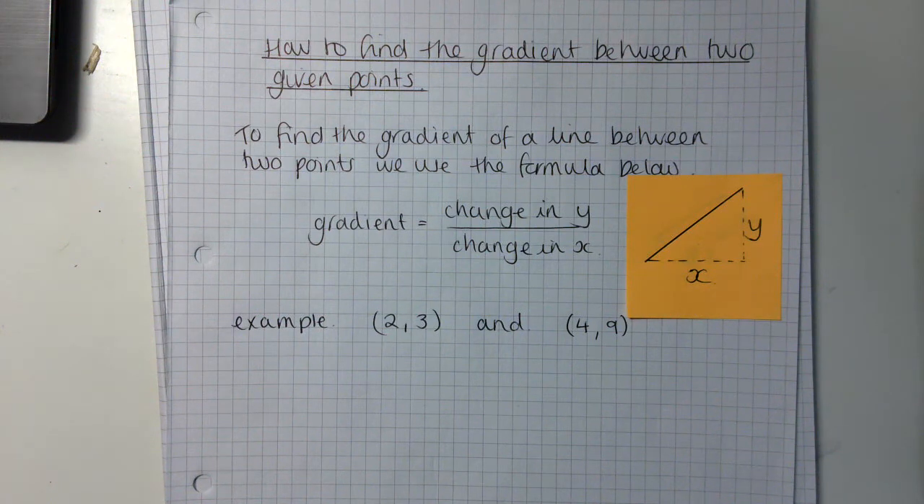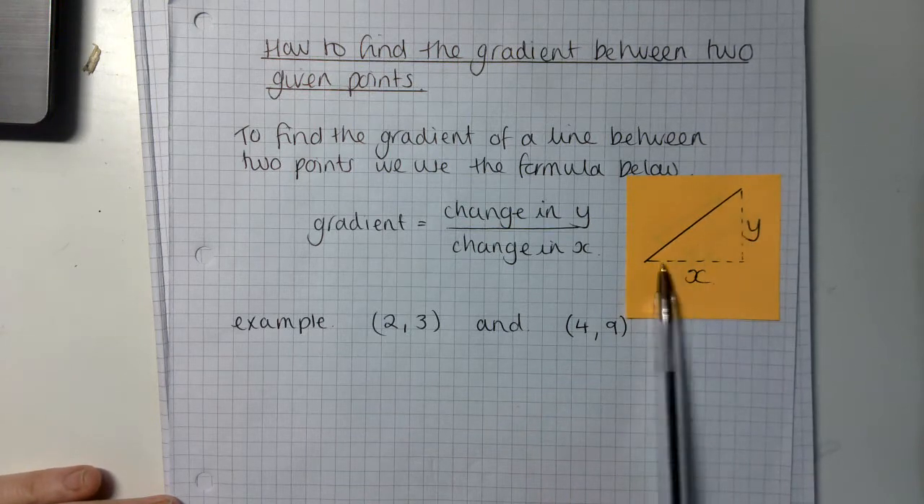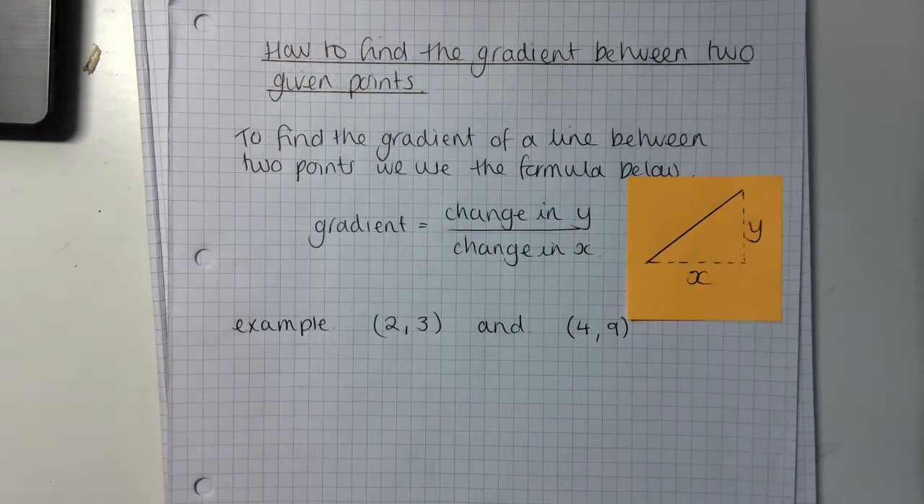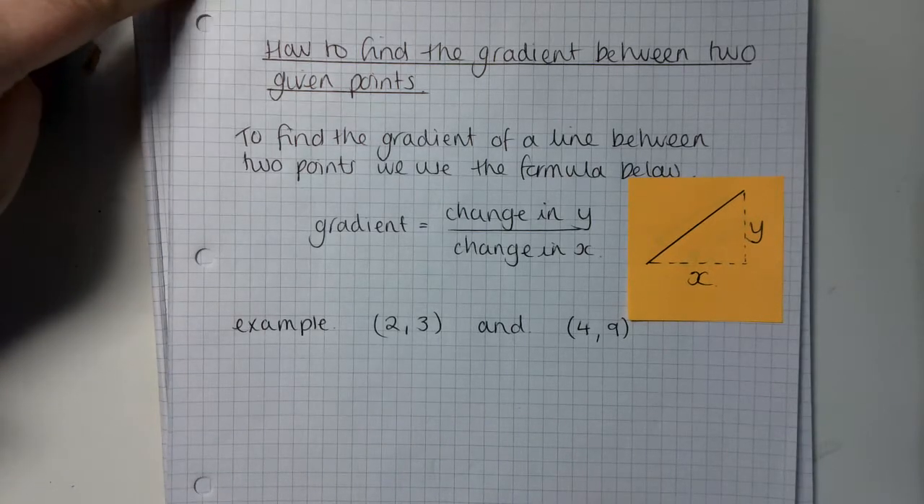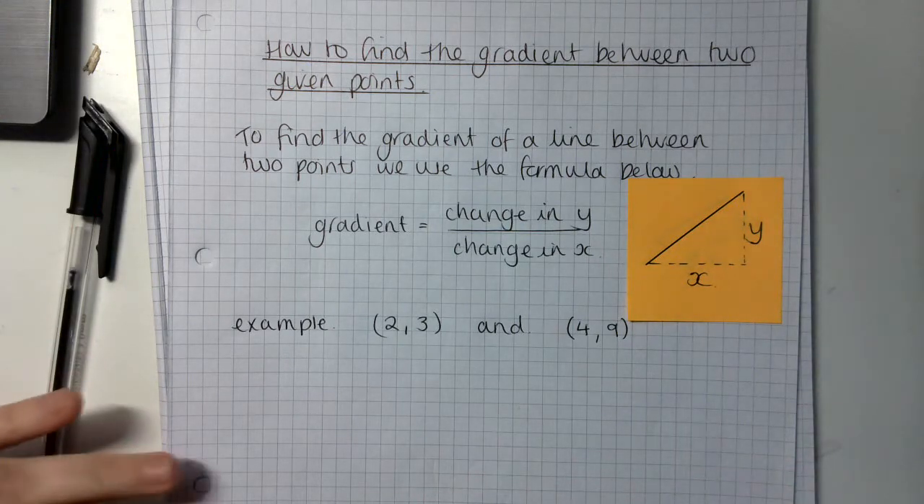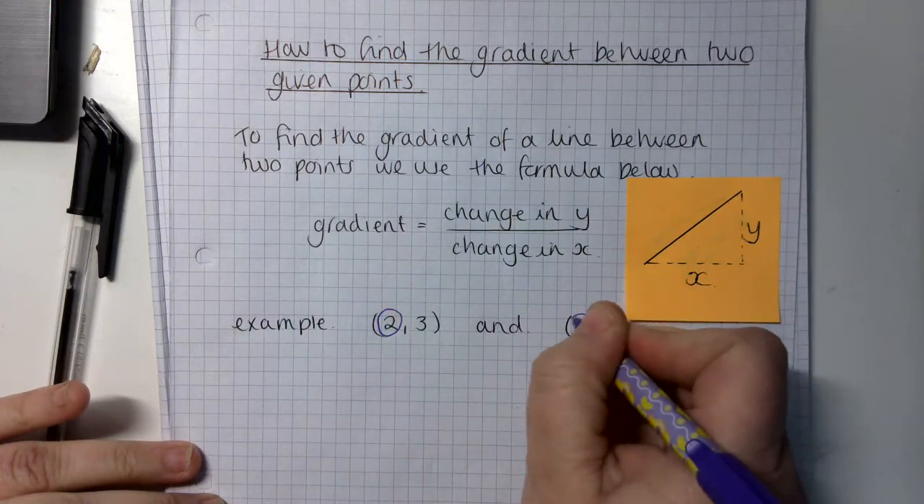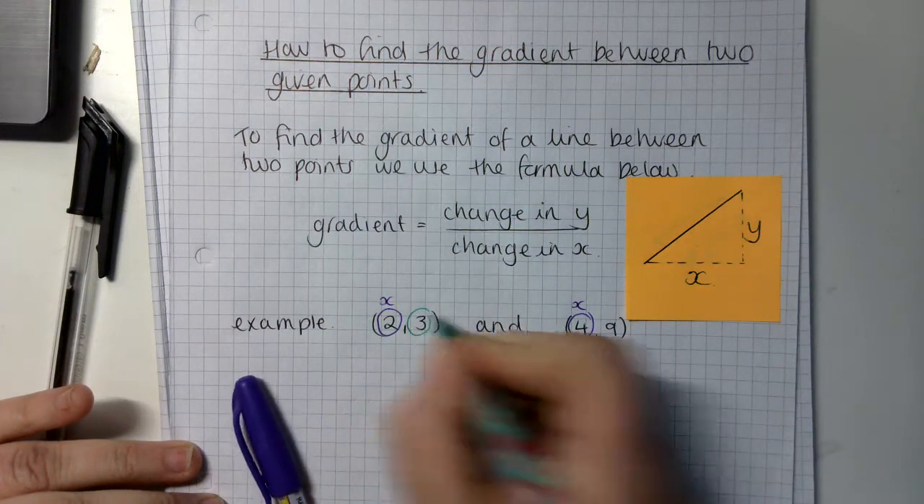Okay, so just want to quickly talk with you how to find the gradient between two given points. Now, in the previous lesson, we looked at finding the gradient of a line when we got the line drawn on a graph, and we looked at the change in y divided by the change in x, did a division to work out the gradient. You can do exactly the same if you have 2 points and you don't have a line drawn. You just have to be able to identify which is the x coordinate and which is the y coordinate. So the x coordinate in both of these is the first one, and the y coordinate is the second one.